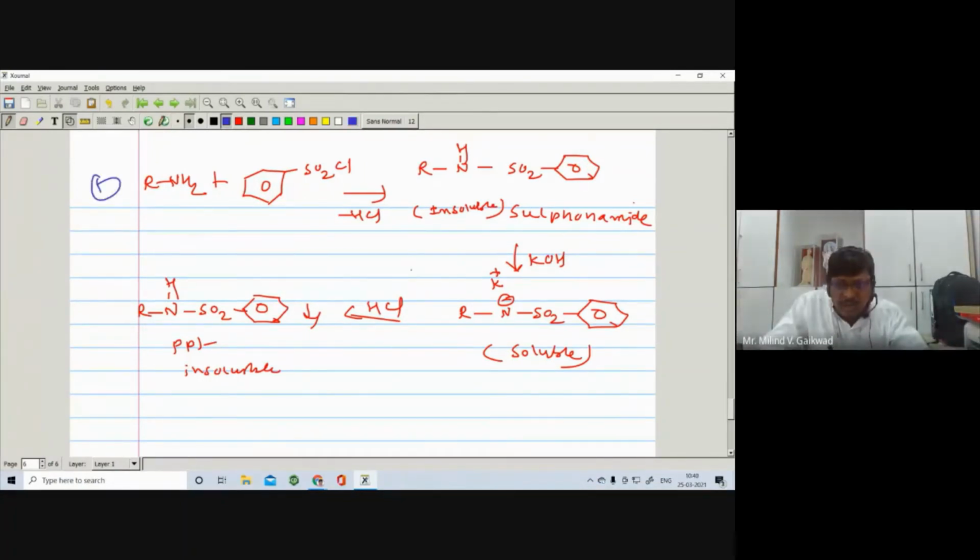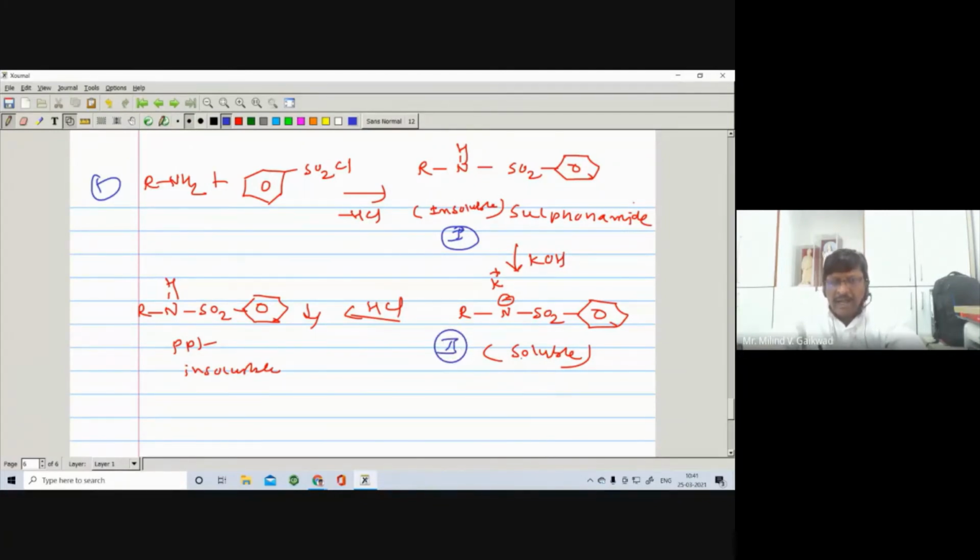sulfonyl chloride. You are getting compound number 1. Compound number 1 is insoluble. You are getting an insoluble compound. And here there is a nitrogen and there is a hydrogen. So when you treat with alkali like NaOH or KOH, there is the formation of compound number 2, and this compound number 2 is a salt. So it is soluble in water.